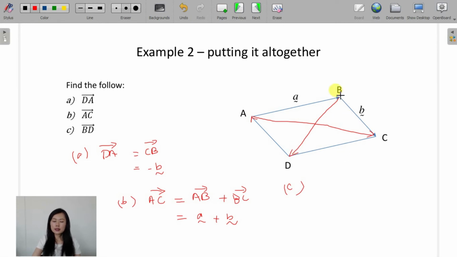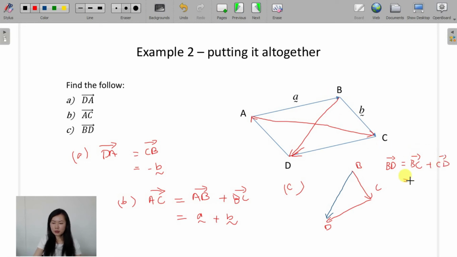You can think of it as this one plus this one. Let me just illustrate that to you. BC, CD, and BD is your addition vector. Everyone see that? So that's the triangle rule in action. In other words, we can say that BD is BC plus CD.